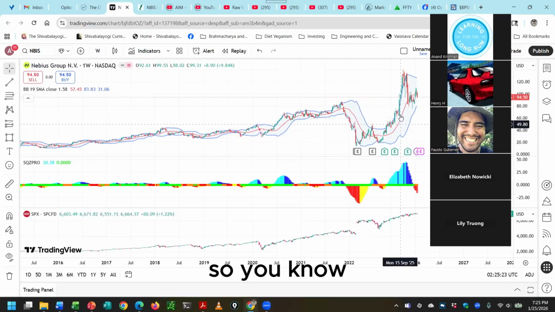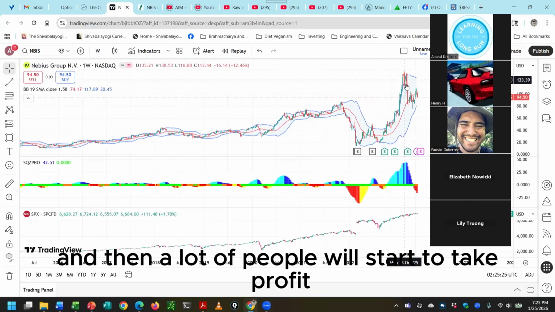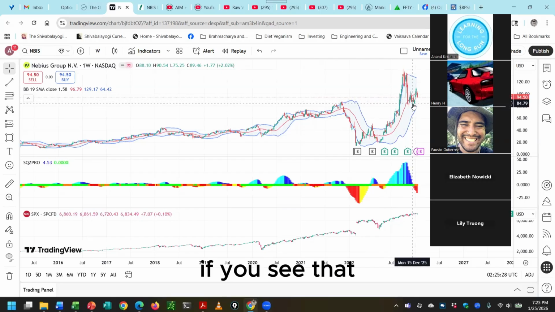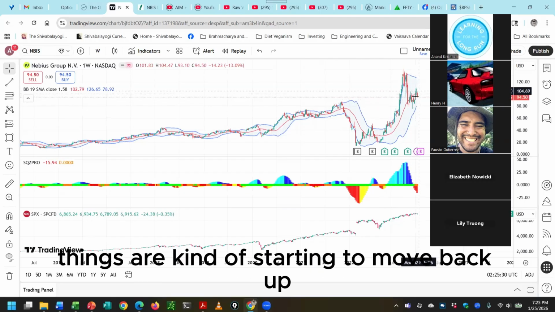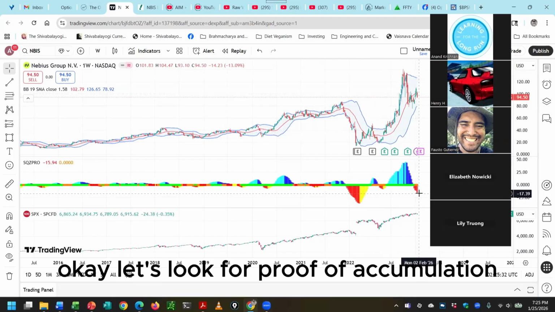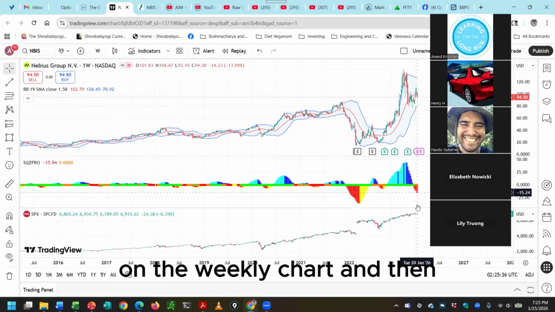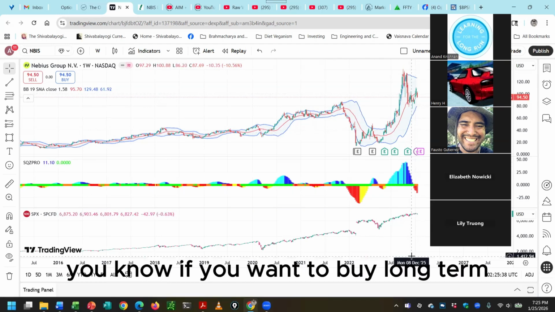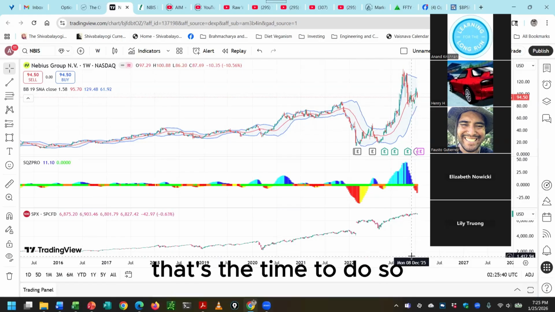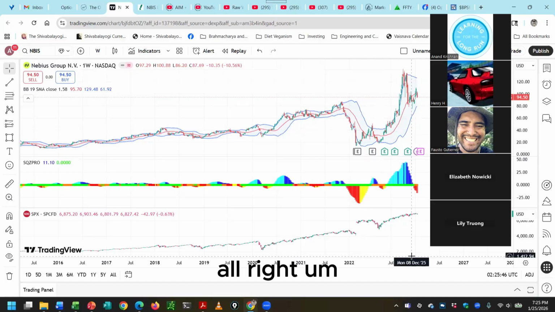And then a lot of people will start to take profit. So if you see that things are starting to move back up, let's look for proof of accumulation on the weekly chart. And then, if you want to buy long term, that's the time to do so. All right.